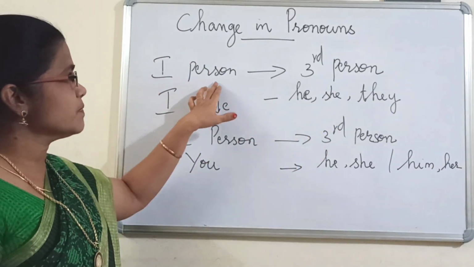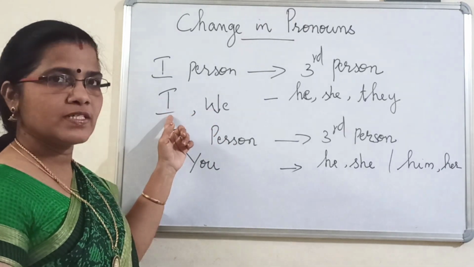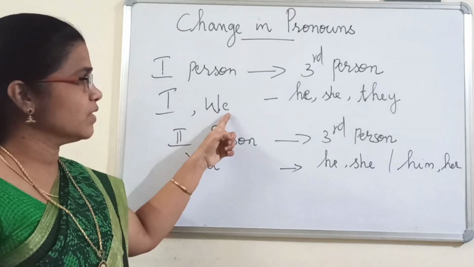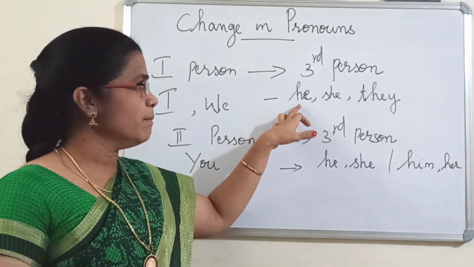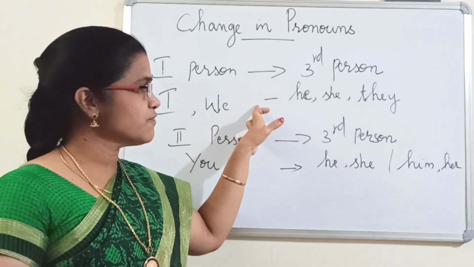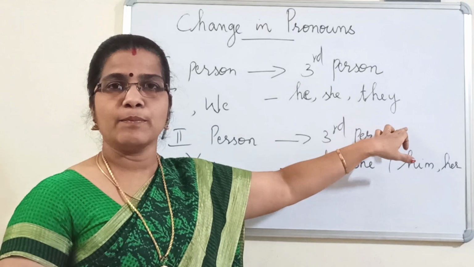Change in pronoun. First person becomes third person. For example, I and we. I is first person singular, we is first person plural, okay? I becomes he or she, depending on the speaker. If the speaker is a male, you use he. If the speaker is female, you use she, okay? If it is plural form, we use they.